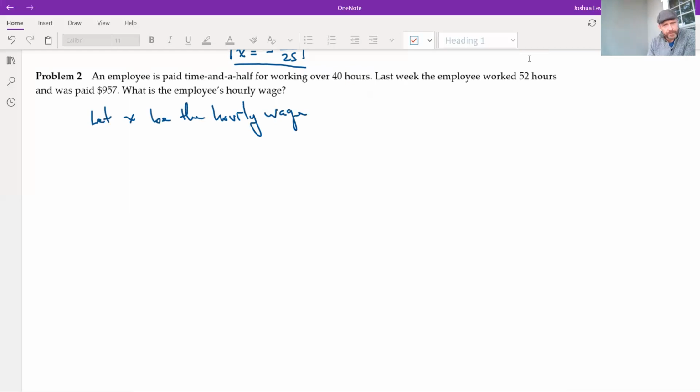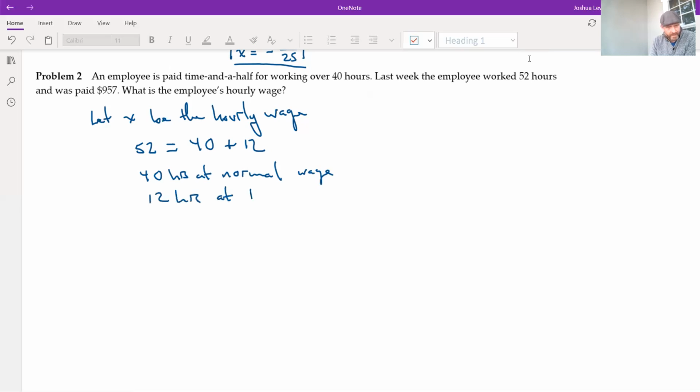And so 52, right? That means, so 52, I need to break up, right? That's 40 plus 12. So this means he has 40 hours at his normal wage and 12 hours at 1.5 times his normal wage. Okay.